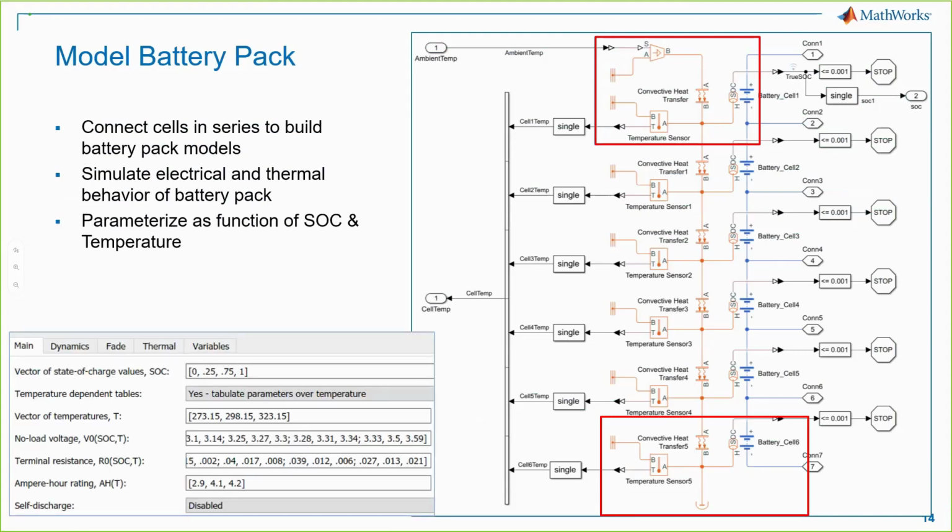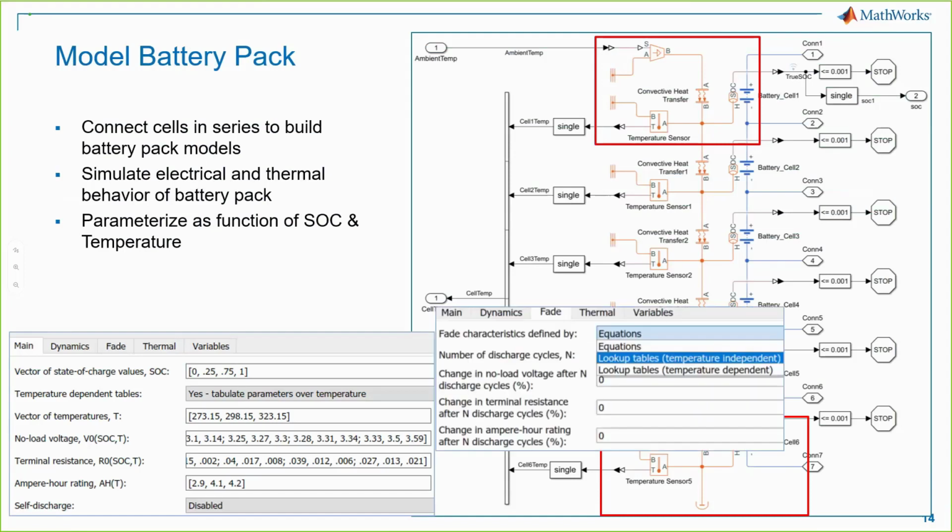Now let's look at how each battery block is parameterized so that the model matches the dynamic and steady-state behavior of an actual battery cell. Key parameters such as open circuit voltage and terminal resistance are tabulated as a function of state of charge and temperature. If available, this data can be imported from cell datasheets. Else, you can derive this relationship by performing cell testing in a controlled environment.